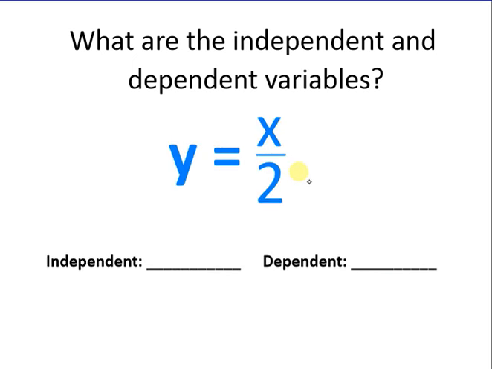Next one. Which one is the independent? Well, which one has the operation being performed to it? The x. And so the y is the dependent.